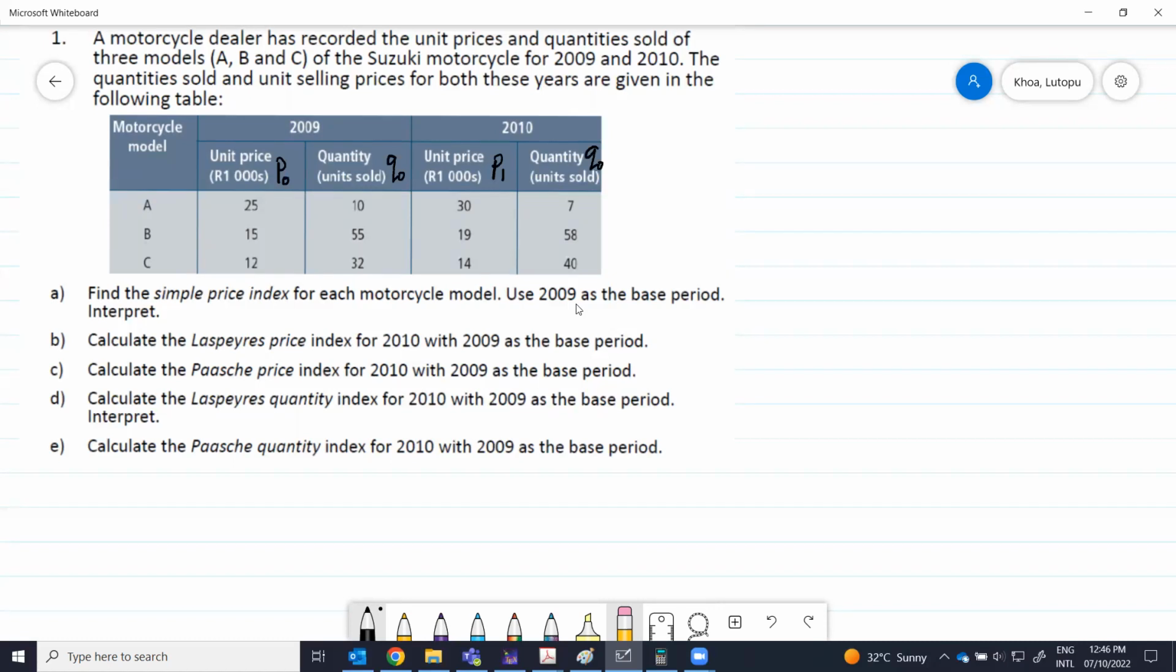Now to find the simple price index, as we know the formula, this is just the current price P1 divided by the base period price, and then you multiply by 100, and then we will have a percentage. If it's above 100 you say that there has been an increase. If it is below, then there has been a decrease, and then you state how much the increase or the decrease was. Okay, so we start with model A.